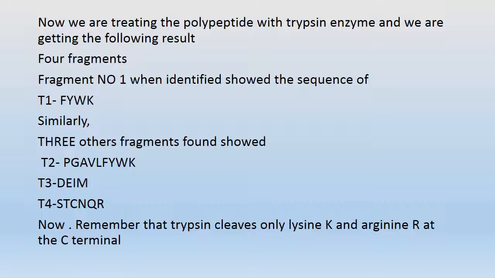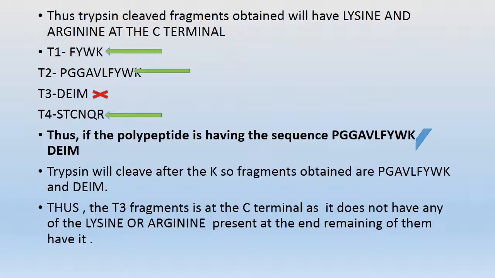Similarly, the 3 other fragments that were found show T2 having PGAVLFW, T3 DEIM, and T4 as STC and Q. So now remember that trypsin cleaves only after lysine and arginine at the C-terminal position, right? So we are seeing that trypsin cleaves at the C-terminal position, at the lysine and the arginine.